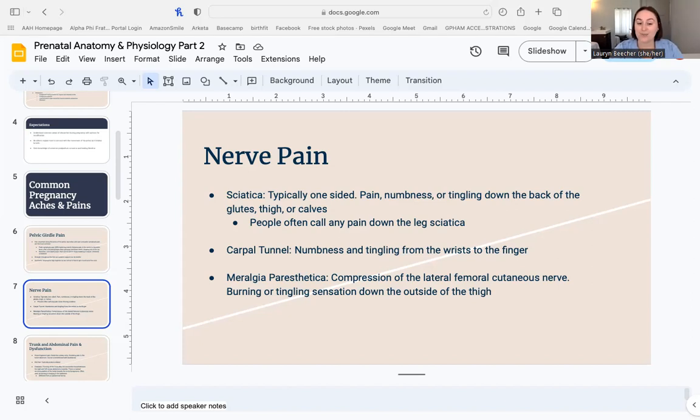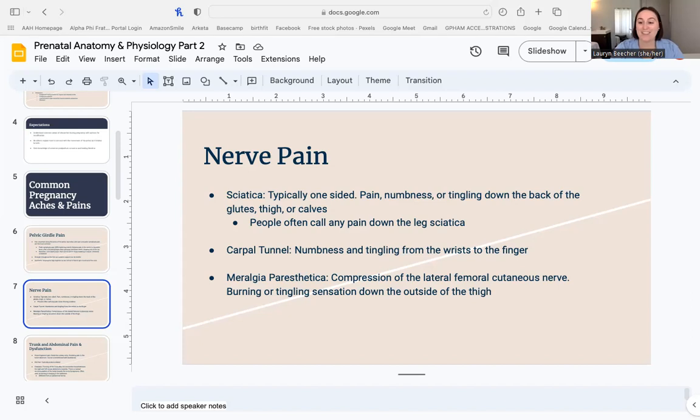Moving on to meralgia paresthetica, which is just kind of a fun word to say. This is describing a compression of one of the nerves that runs on the outside of the hip and thigh. So this is where when someone comes in and says, oh, my sciatica is killing me, asking some questions around, well, where do you feel your sciatica? What does it feel like?